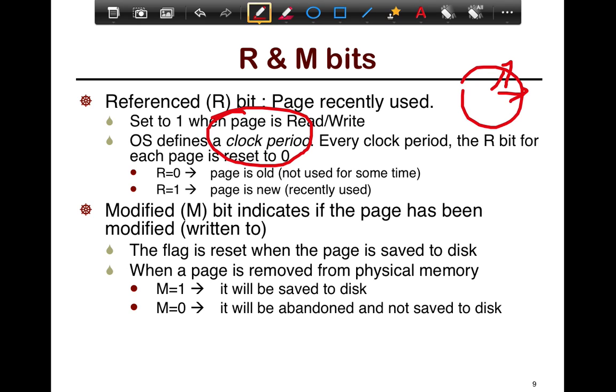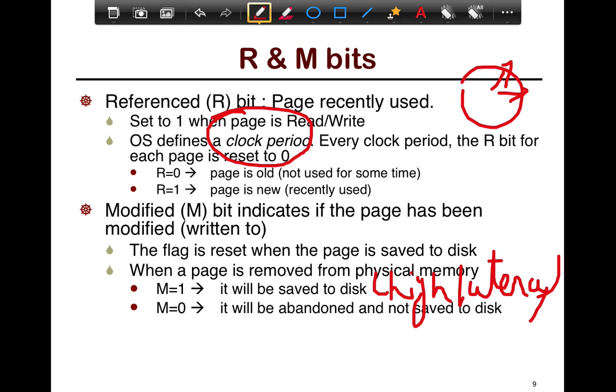Okay. The modified bit indicates the page has been written to. The flag is reset when the page is saved to disk. When a page is removed from the physical memory, if the M bit is 1, it will be saved to the disk. It's high latency, right? If you want to rent this piece of storage, this 4 kilobyte block, to someone else, and you have to wait for the person occupying the memory space to write the page back to disk, then it's going to be bad, right?